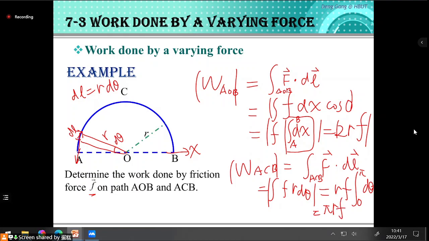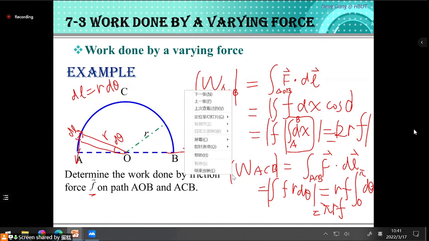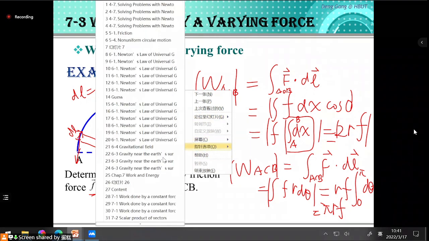That is only the magnitude. If you include the sign, actually they should be minus, because the force is always in the opposite direction, right? So that's why it should be a minus sign. And you can see the result can be different. It should be different because they move along different paths.